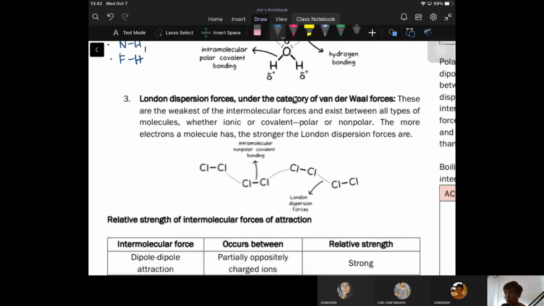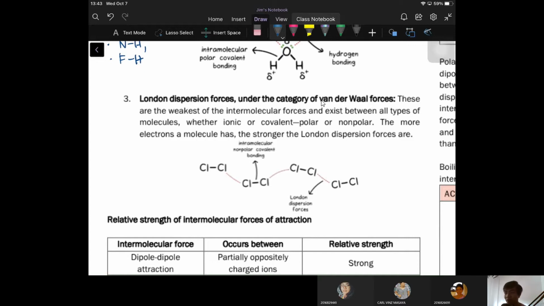Next one is London Dispersion Forces or the van der Waals forces. Van der Waals, basa dyan, German kasi siya, so ang V nagiging F, ang W nagiging V. 'Di ba Volkswagen sa iba. So sa Germany, that's Volkswagen.